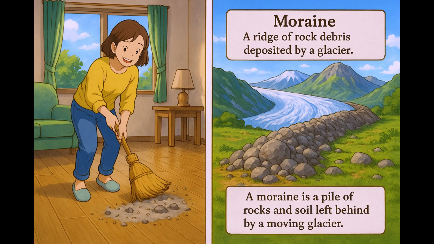This is similar to how a glacier moves across the land, pushing rocks and debris in front of it until they pile up into a ridge called a moraine. Just as your cleaning efforts gather dust into a noticeable line, a glacier's movement collects and deposits rock debris into a distinct ridge, marking the boundary of its path.